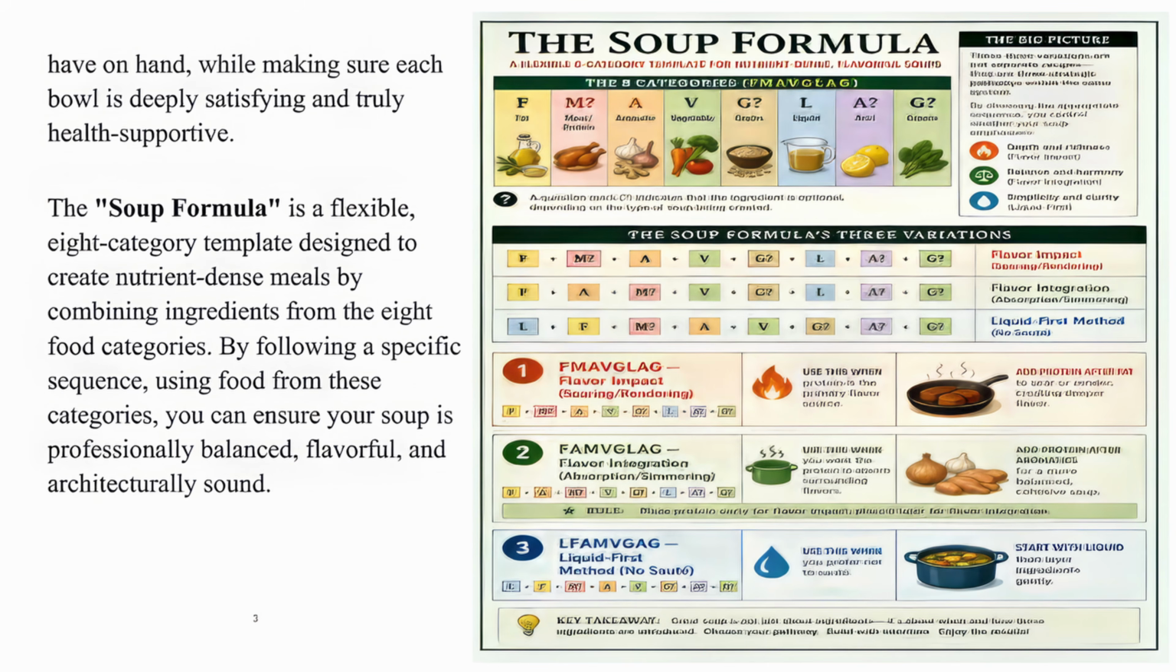The Soup Formula is a flexible, 8-category template designed to create nutrient-dense meals by combining ingredients from the 8 food categories. By following a specific sequence, using food from these categories, you can ensure your soup is professionally balanced, flavorful, and architecturally sound.